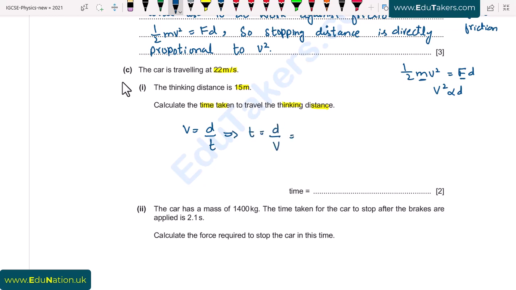Here the thinking distance is 15 meters and the speed is 22 meters per second. So the time comes to be 0.68 seconds. I write here, time is equal to 0.68 seconds. Part 2.